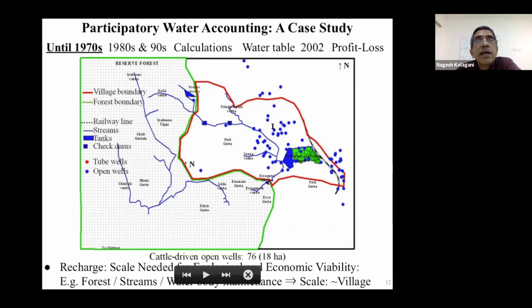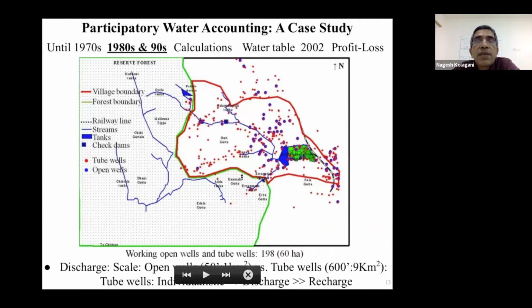Now, in the 70s, we had only open wells, and livestock used to be used to pull the water from the well. There was no other power source. There was no diesel, no electricity. That came about in the 80s. And as soon as electricity and deep tube wells came, you can see the increase in the number of wells. We went around and saw each of them with a few farmers. We collected their longitude, latitude information, etc. We mapped it. So you can see the count has gone up from 76 or so to 198.